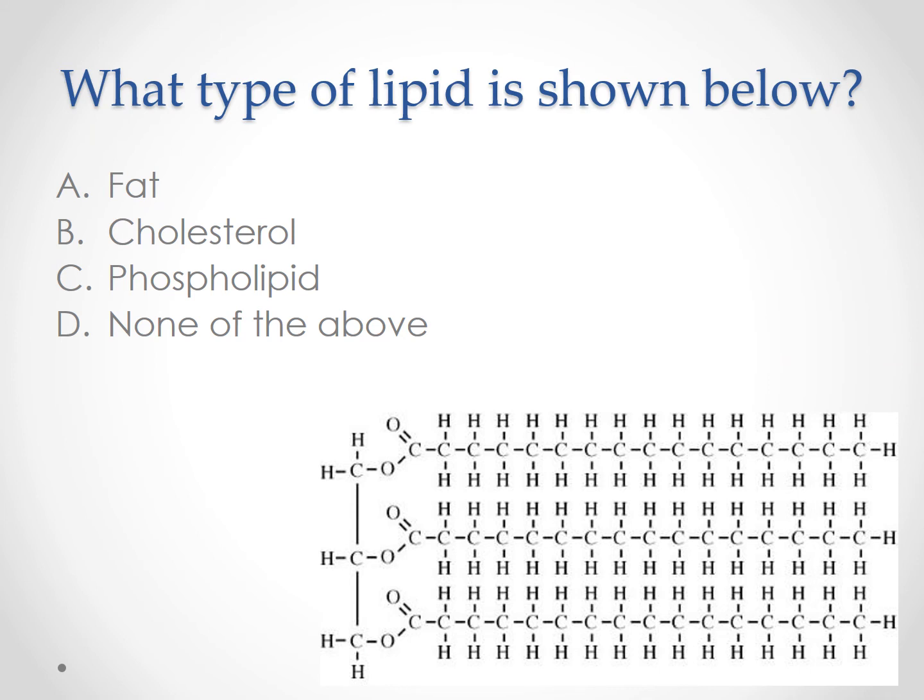So take a look at this figure here and try to think to yourself if you can identify what type of lipid is shown here. So take a second. And the answer is A. So this is a fat. And remember that the way that we denote a fat is that you're going to see these three hydrocarbon chains.